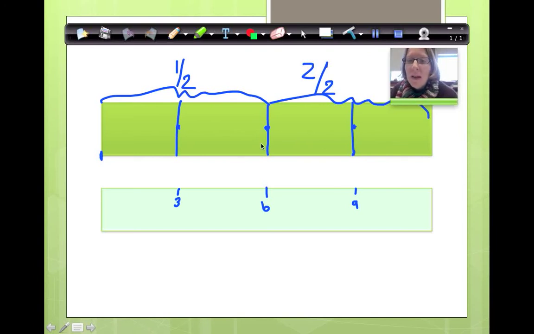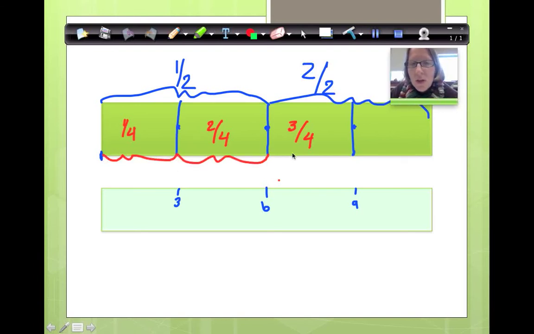Well, if I have 4 pieces, I'm going to go to red. If I have 4 pieces, suddenly I have cut it into fourths. So let's count our fourths. This would be 1/4. This would be 2/4. This would be 3/4. See, and I'm counting in between my lines. So 1/4, 2/4, 3/4. This would be 4/4. So there's 4/4 in one whole.